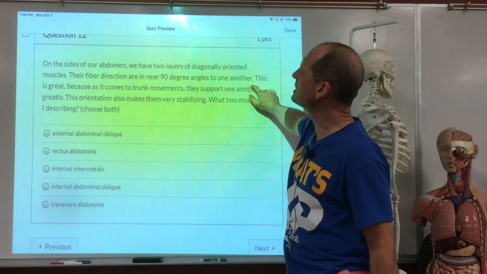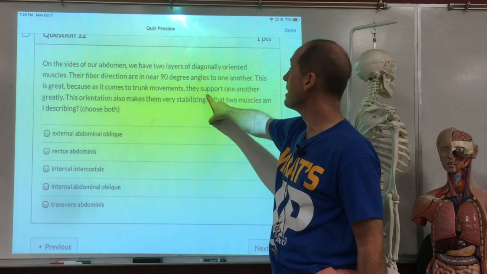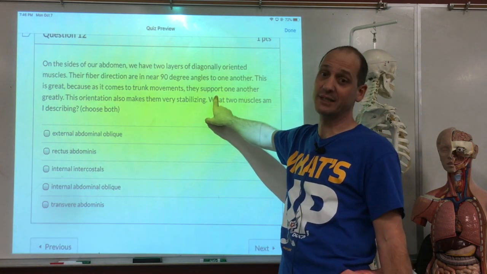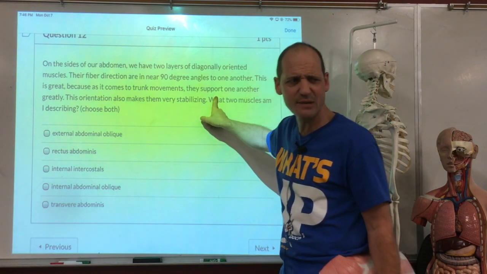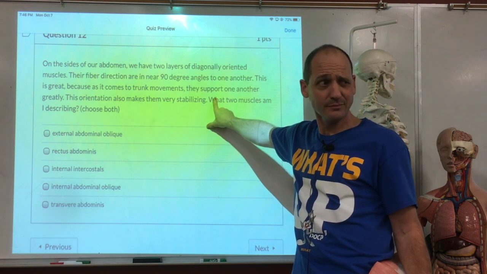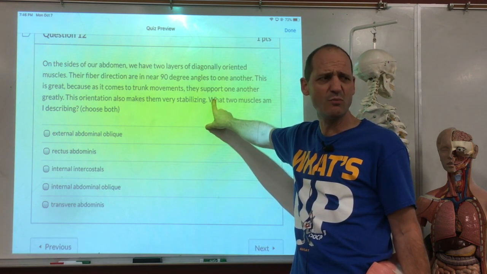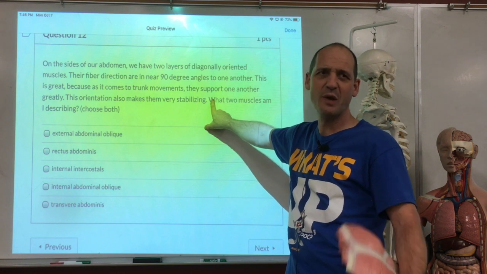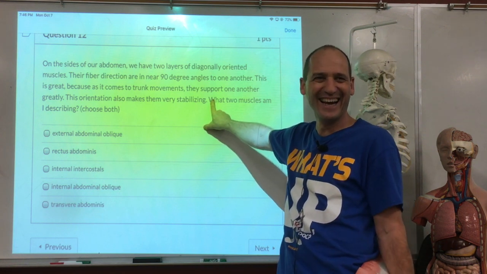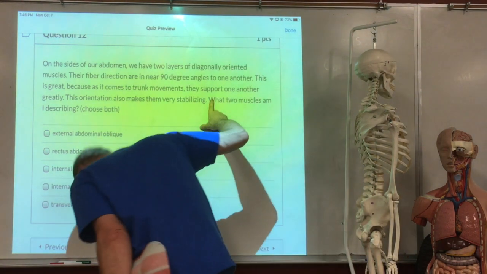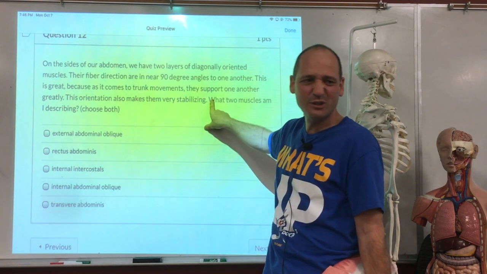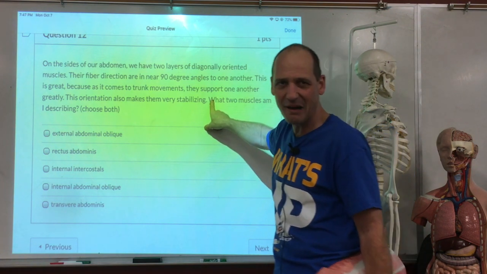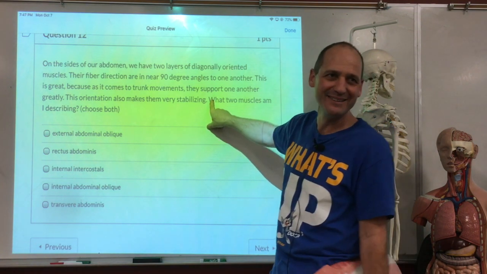This is great because as it comes to trunk movement, they support one another greatly. Oh, I'm going to have a great exercise in the integration exercise. Do you guys have yoga mats, anybody? Good. For the integration section, bring your yoga mats. If we don't have one, I have butcher paper to put on the ground. I figure if most people have a yoga mat, we'll have enough. I'll bring mine, you can use mine. Put the butcher paper on top of it.